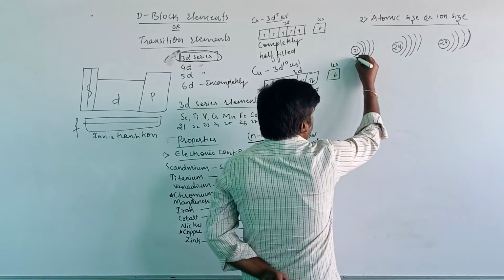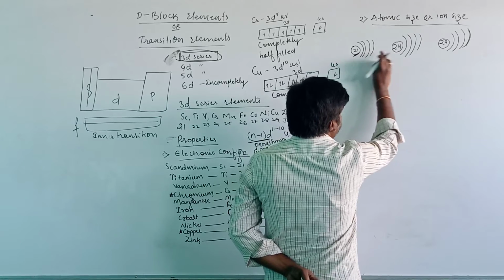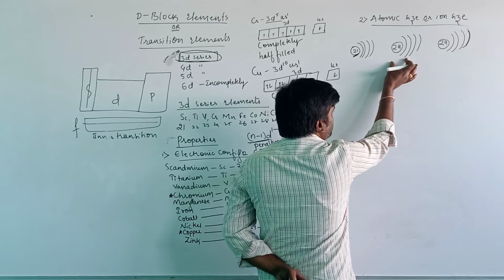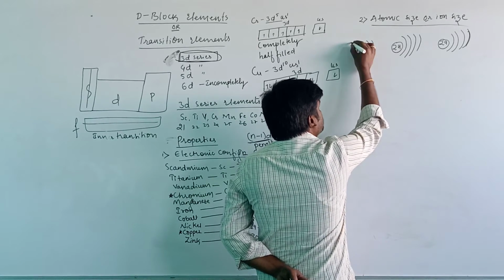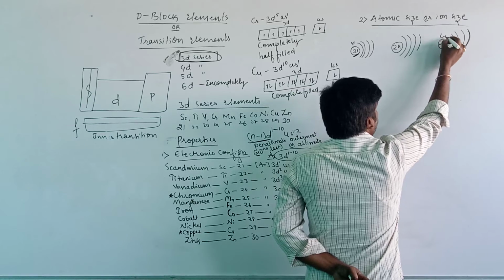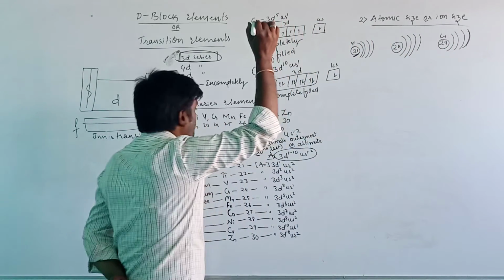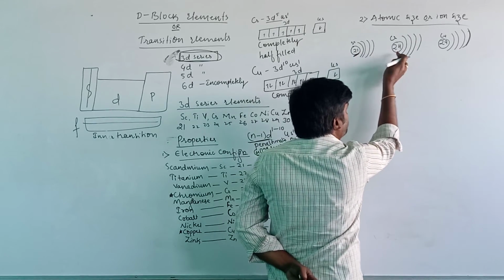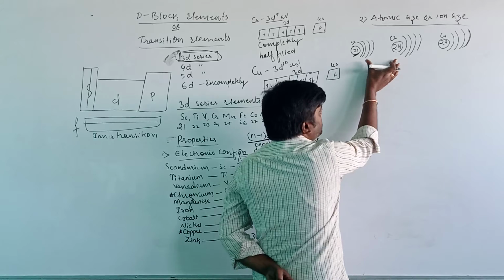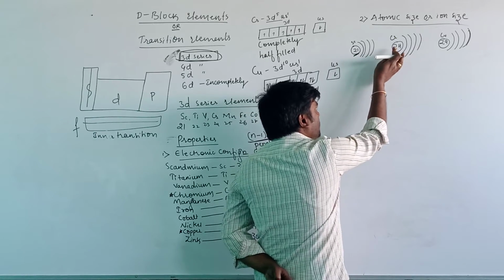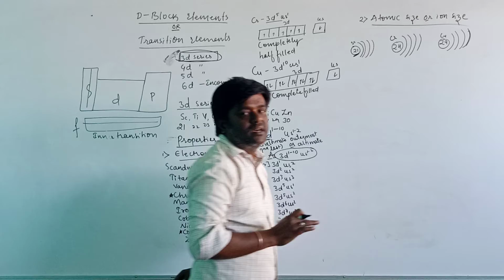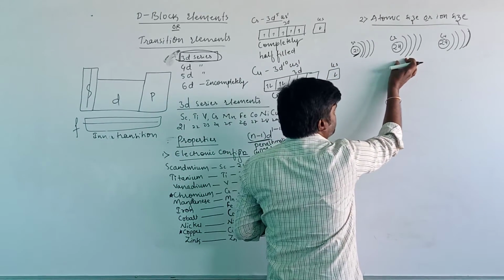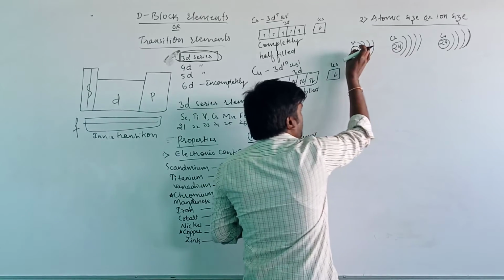When we compare, the number of protons is 21 here and 24 there. The nuclear charge will be greater in this element. This is scandium, this is copper, and here we have taken chromium. When we compare the size of scandium and chromium, the nuclear charge will be greater in chromium because the number of protons is greater in chromium compared to scandium. Therefore, the atomic size will be less than scandium.